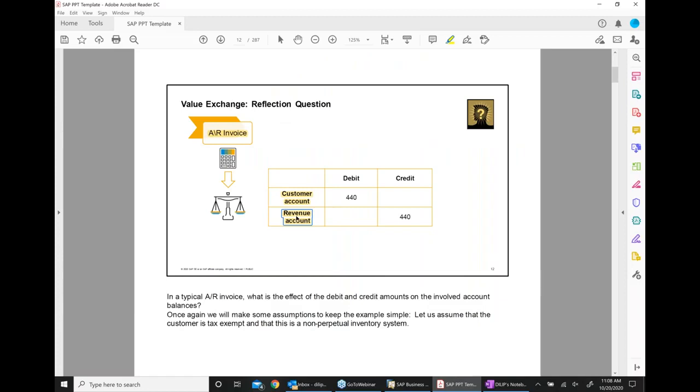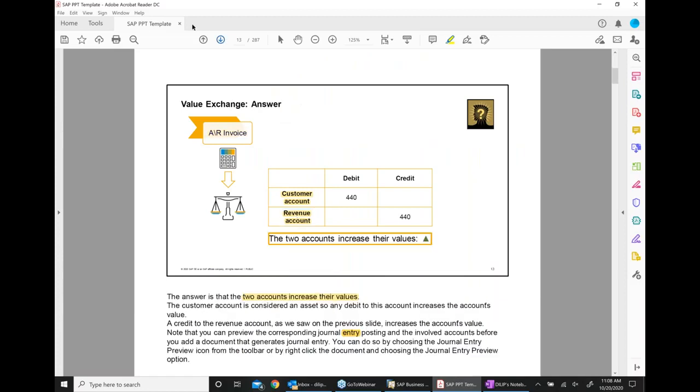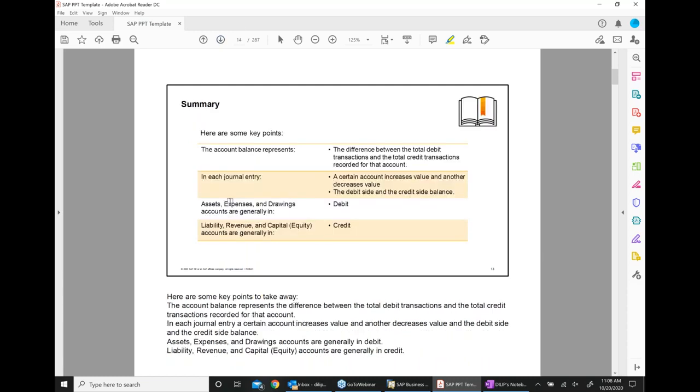So we have all these different accounts. We have a customer account debited, revenue account credited. That is what happened at the time of invoice. And there is a third account also. The tax account also gets credited. We did that many times.